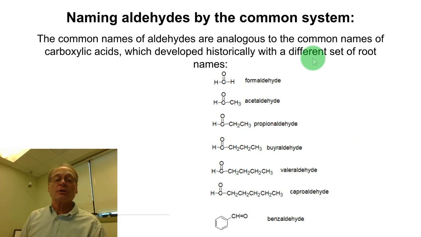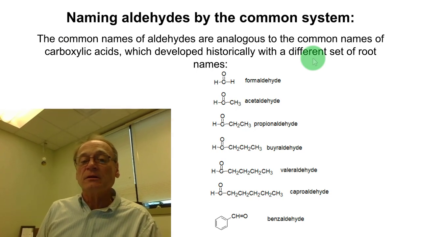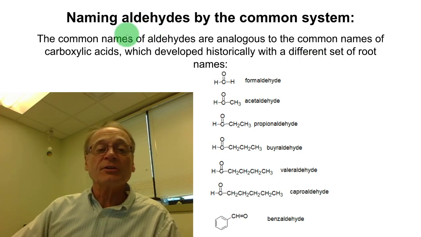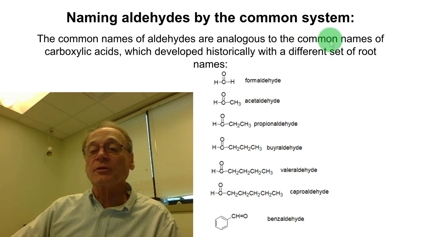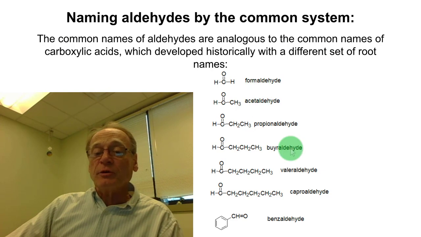Okay, so let's start with naming aldehydes by the common system. Unfortunately, like it or not, there's a whole new set of prefixes that we have to learn. Up till now, you're used to meth, eth, prop, but, pent, hex, hept, and so on for numbers of carbons. Well, with aldehydes, and for that matter with carboxylic acids, actually it started with carboxylic acids, as I've said, the common names of aldehydes are analogous to the common names of carboxylic acids. They have a new set of prefixes.